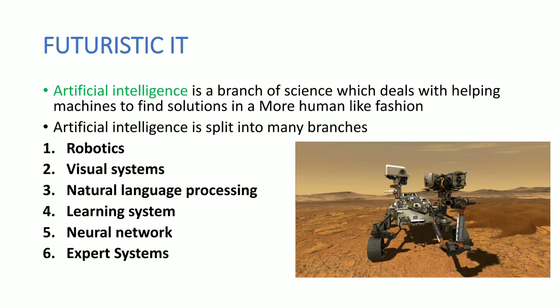Then the next branch of artificial intelligence is visual systems. In visual systems we have hardware and software that permit computers to capture, store and manipulate visual images and pictures. So visual images and pictures are captured and stored by hardware and software.